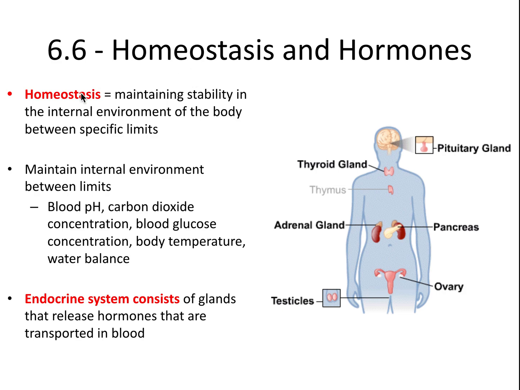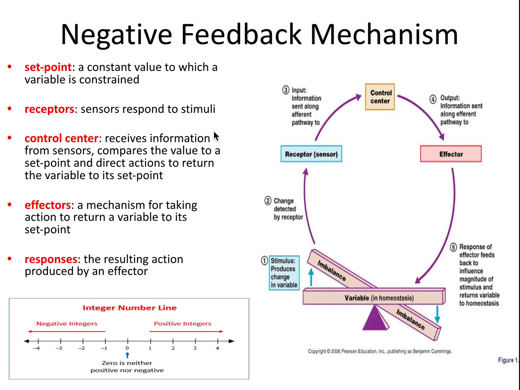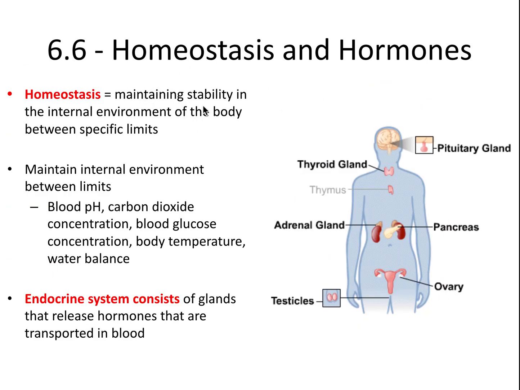Okay, here we go. Homeostasis. If we're going to talk about hormones or the endocrine system in reproduction, we first need to talk about homeostasis. Homeostasis is maintaining stability in the internal environment of the body between specific limits. So basically, it's trying to keep your internal environment at a balance.